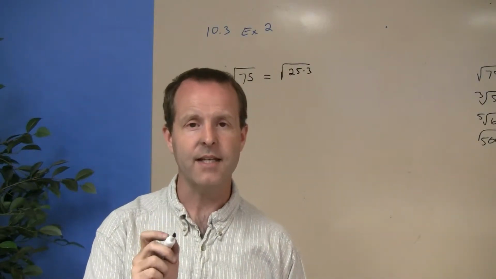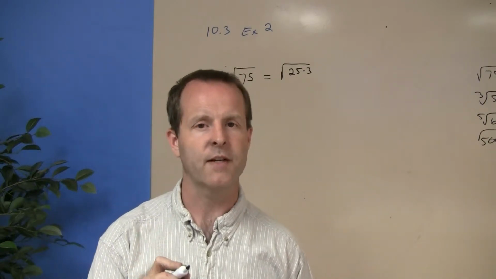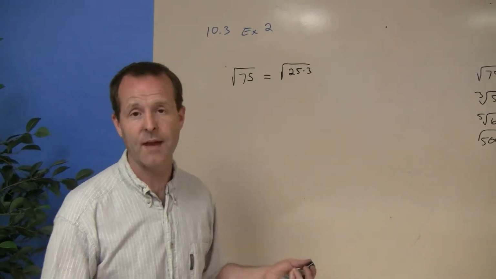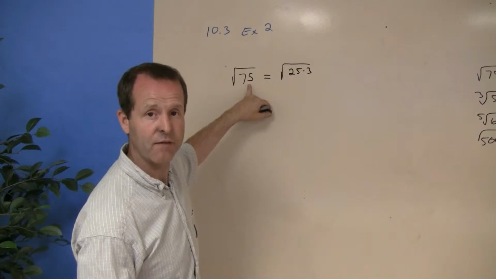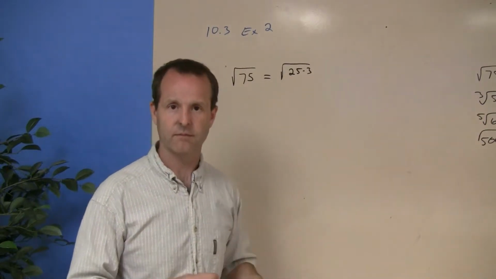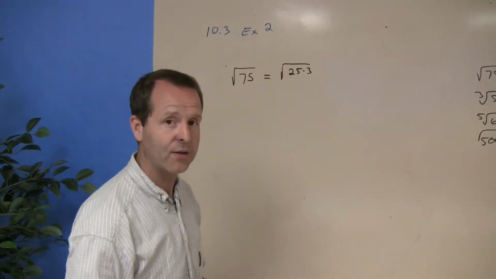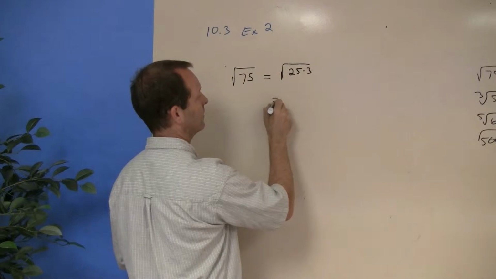square. And that's the key to solving these problems: looking for the largest perfect square I can find that's a factor of my original number. All that being said, what's the largest perfect square that's a factor of 75? 25 is. So I separated them out in one radical. I can break them out into their individual radicals.